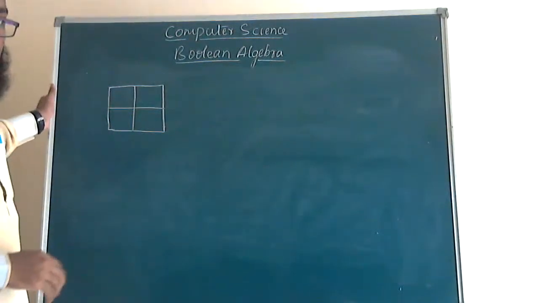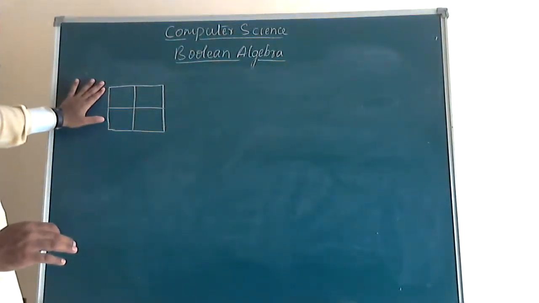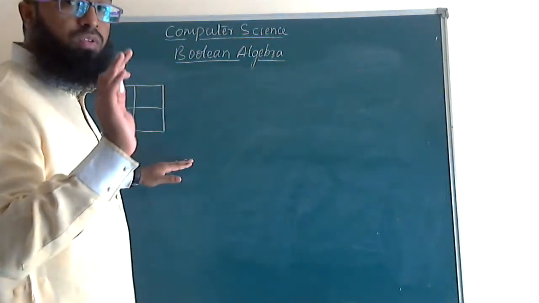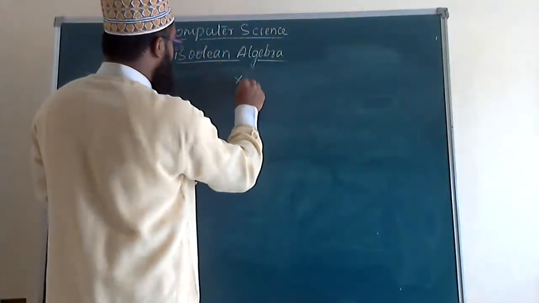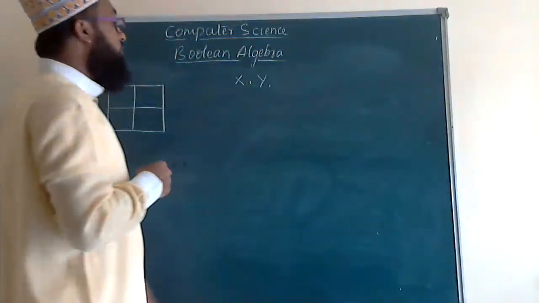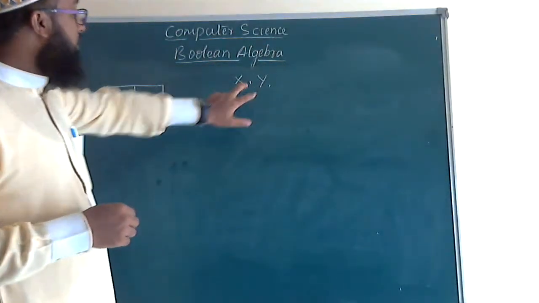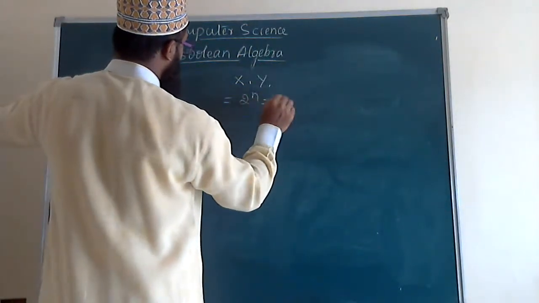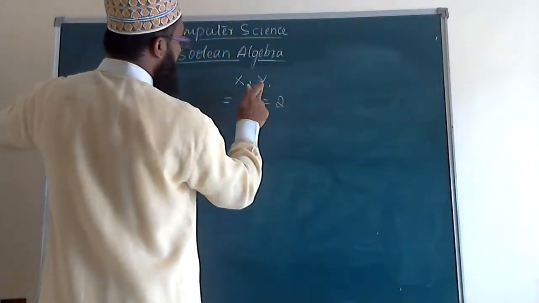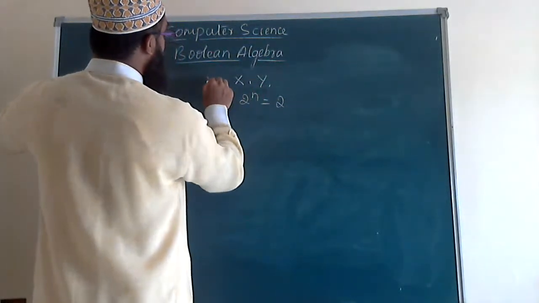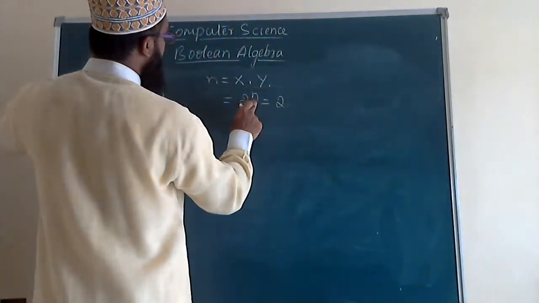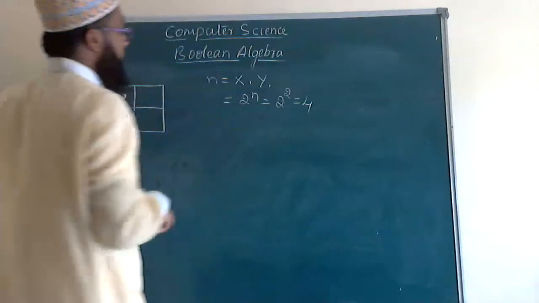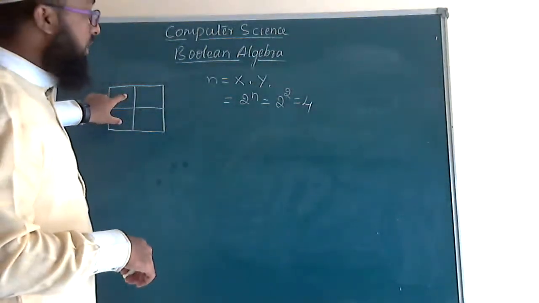4 squares are there, if a Karnaugh map is of 2 variables. I will take 2 variables as x and y. For these 2 variables, the Karnaugh map size is equal to 2 to the power n. How many variables are there? n is equal to the number of variables, xy, means n is equal to 2. 2 to the power 2 is equal to 4. Hope you have understood.